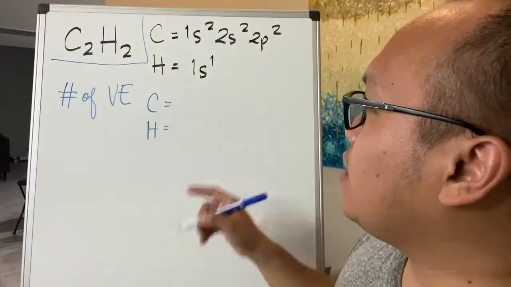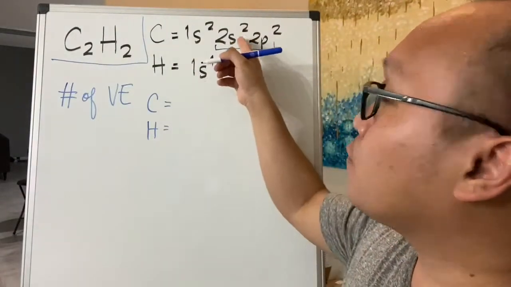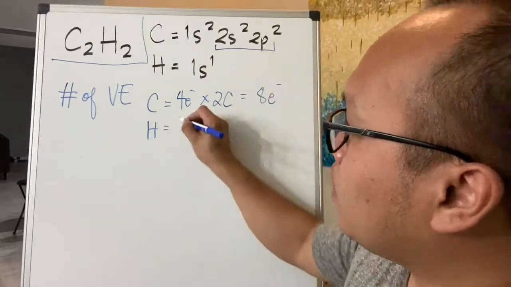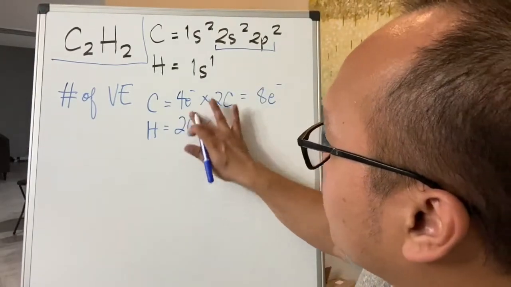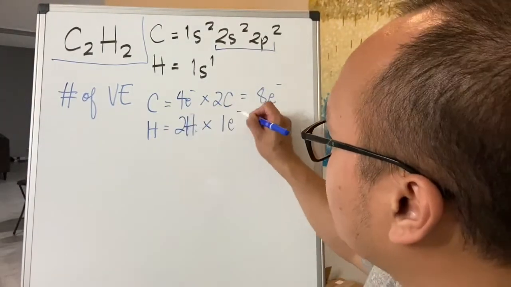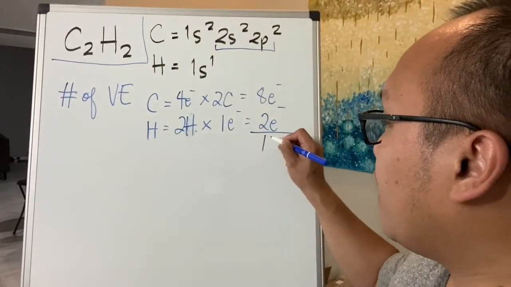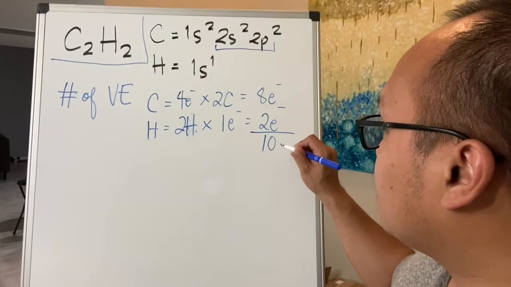So, we have 2 carbons and 2 hydrogens each. So, the electron configuration, valence shell for carbon has 4 electrons each. So, 4 electrons times 2 carbons should give you 8 valence electrons from carbon. And then you have 2 hydrogens, each of which contributes 1 electron. So, therefore, you have a contribution of 2 electrons from all of the hydrogens. And so, if you would add this up, you would get a total of 10 valence electrons.